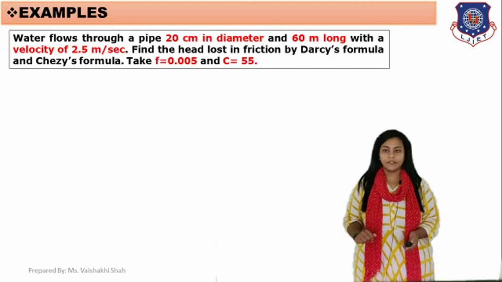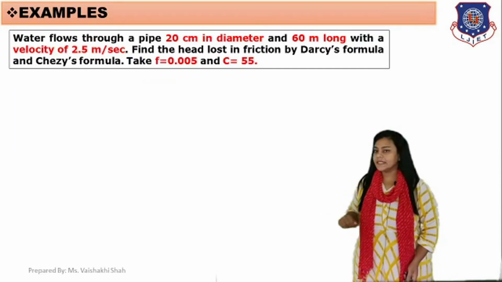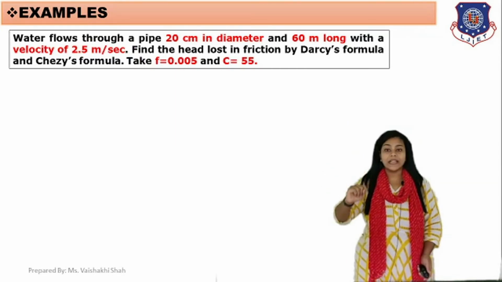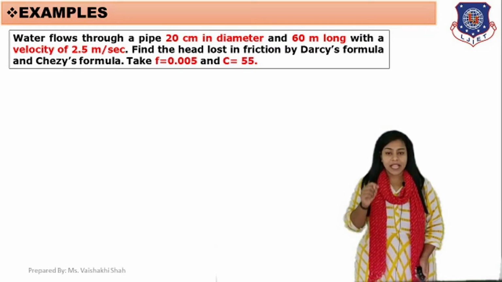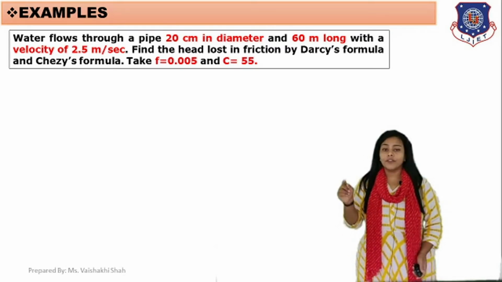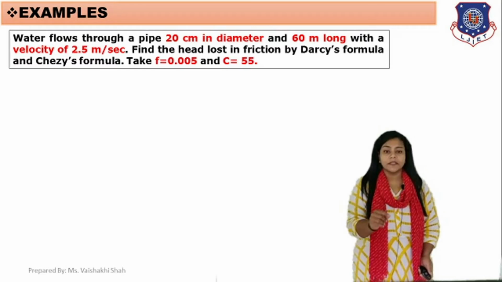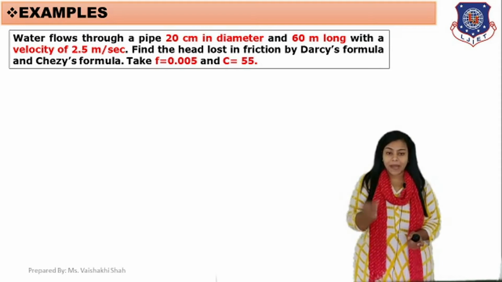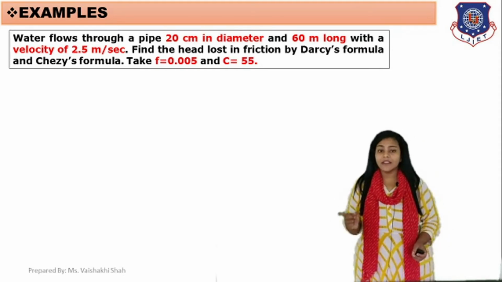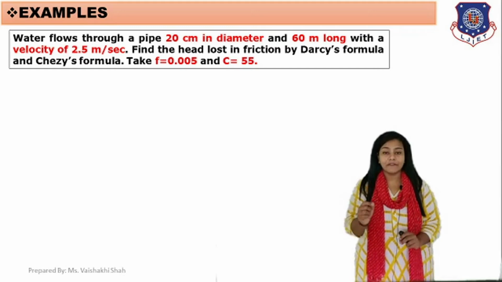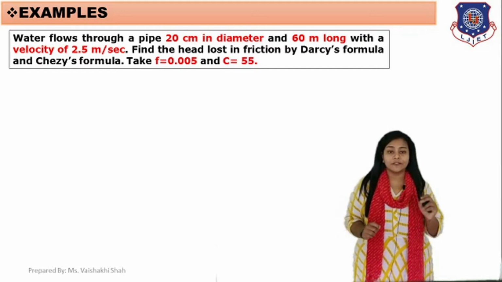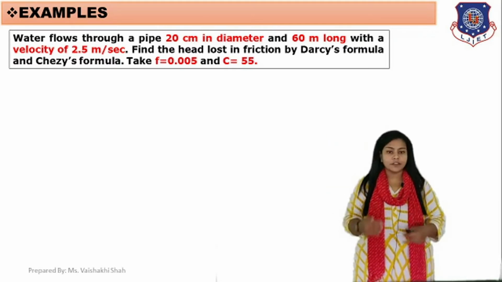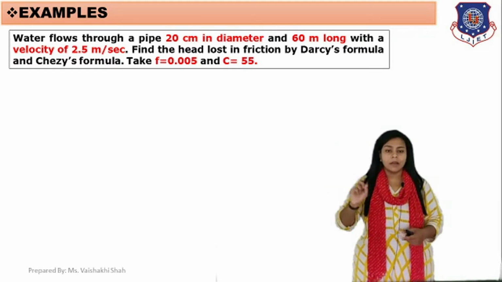So let's see our first example. In this example, water flows through a pipe 20 centimeter in diameter and 60 meter long with a velocity of 2.5 meter per second. Find the head loss due to friction by Darcy's formula and Chezy's formula. Here f is given as 0.005 and C equals 55. These values are given.